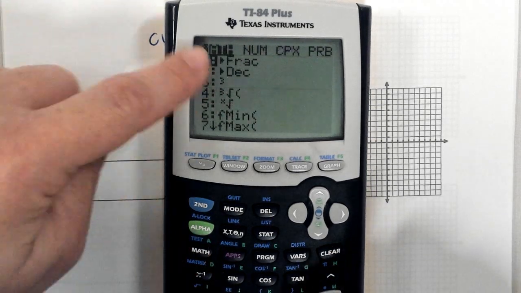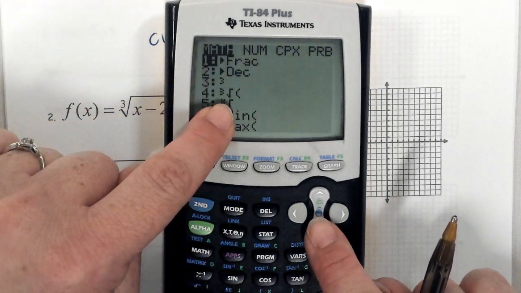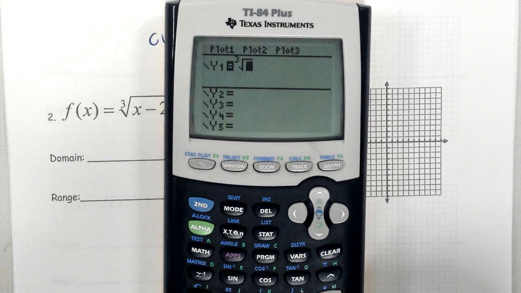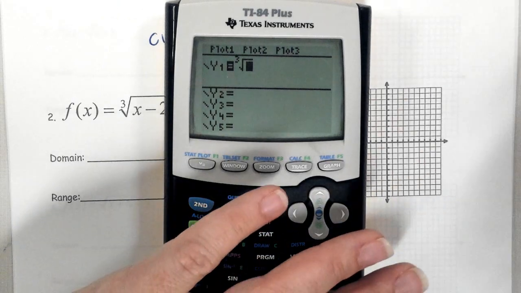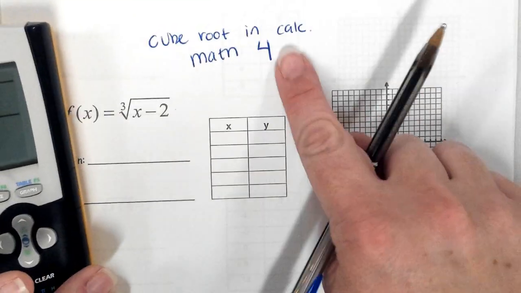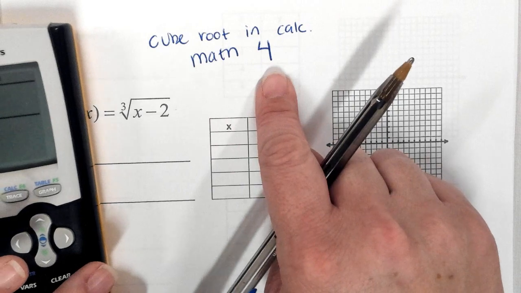You hit math. Do you see how at the 4 it has that cube root? That's the one you're using. If you try to do other methods, I've had people use other methods, it doesn't work. And they're like, this isn't working. And I'm like, because you're doing it wrong. Math 4. Yes? Cool. So cube root in the calculator is math 4.